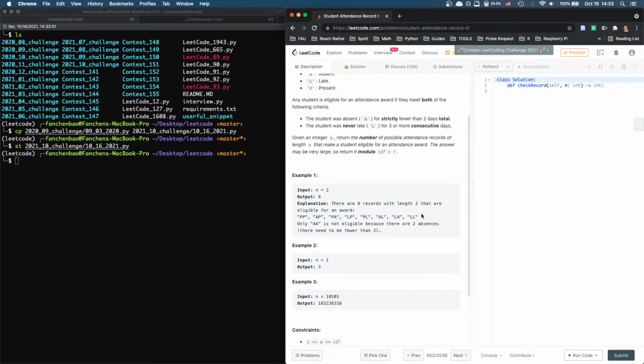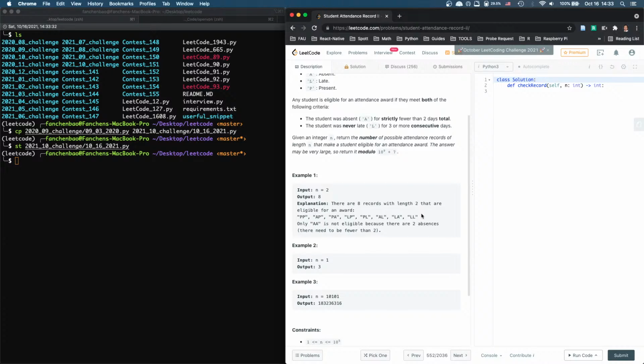If it's going to be an A, the remaining is no A but L. So no A but L, so that's 4. If it's an L, we have different situations. So L, we can go P, A, and L. If it's LP, the remaining is all good to go, so that's 3. If it's LA, the remaining is no A but L, so that's 2. If it's LL, the remaining is just 1. Right? So add them together: 1, 2, 3, 4, it's 18.